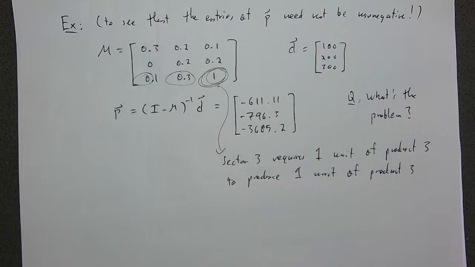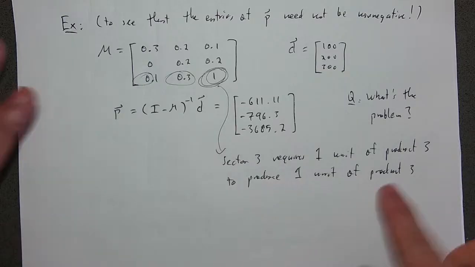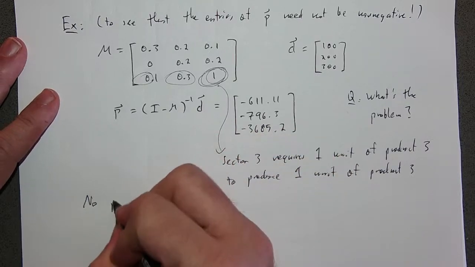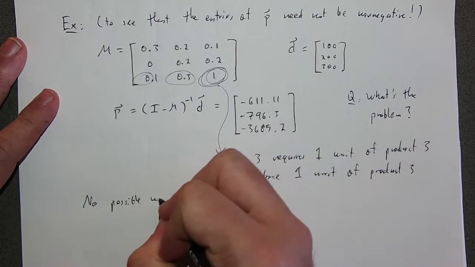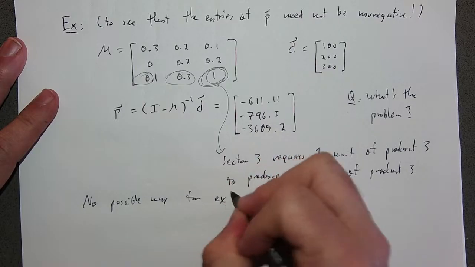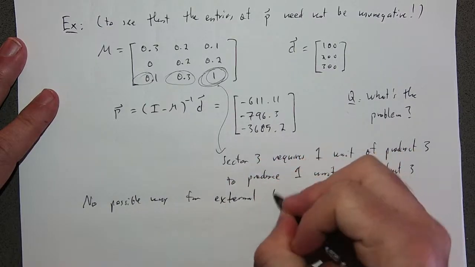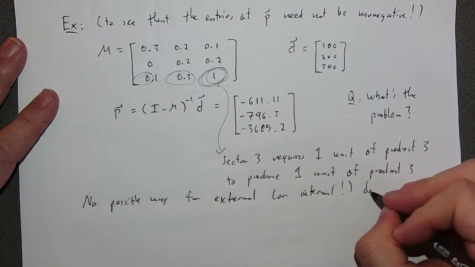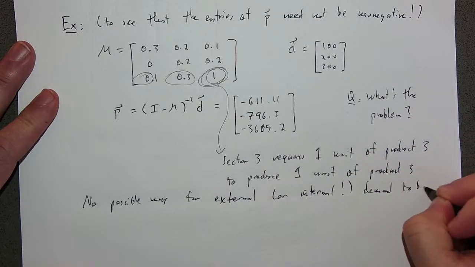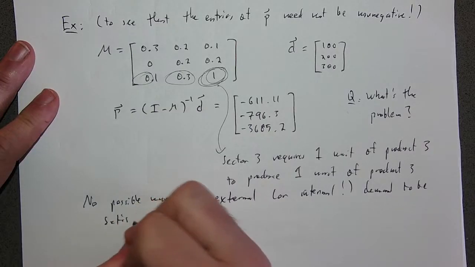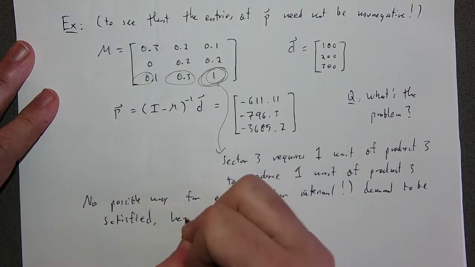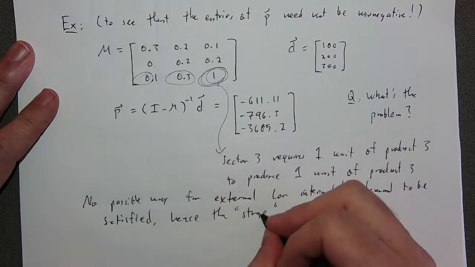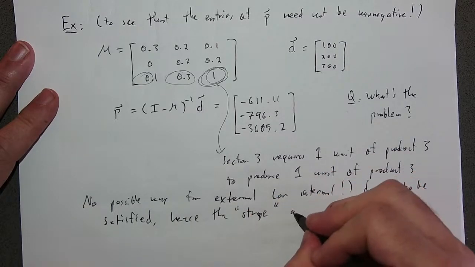And so this means that there's no possible way for this to be satisfied, right? So no possible way for the internal demand to be satisfied. So no possible way for external or internal, in fact, demand to be satisfied. Hence, the strange, I'll put strange in quotes here, the strange answer.